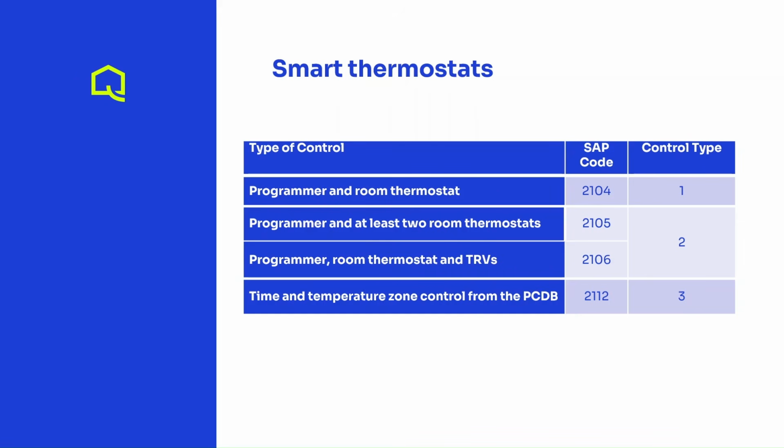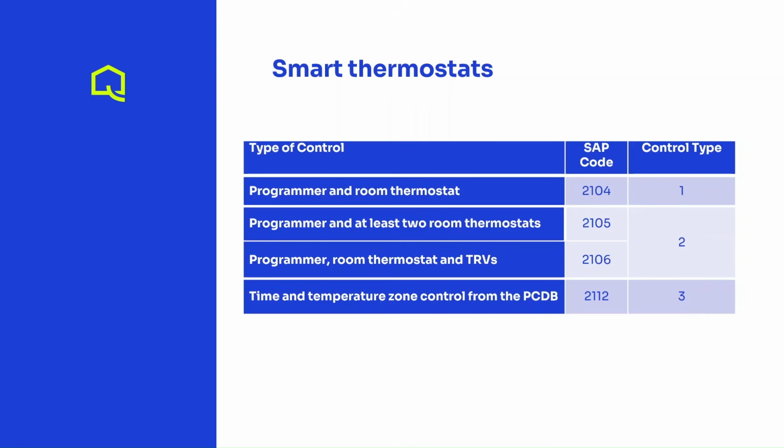From this table, we can see which heating controls would need to be selected from IQ Energy for the smart thermostat options to be accessible. As I said, the baseline is programmer and room thermostat, so all the controls will include those. A simple programmer and room thermostat is a Type 1 control, so the database will only allow for Type 1 smart thermostats to be selected.